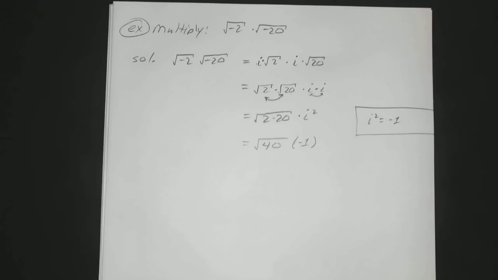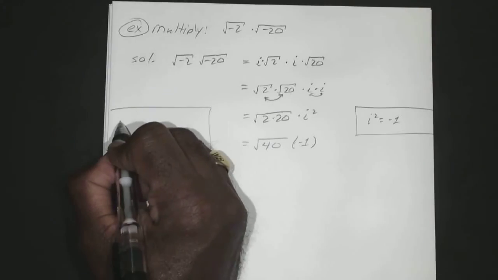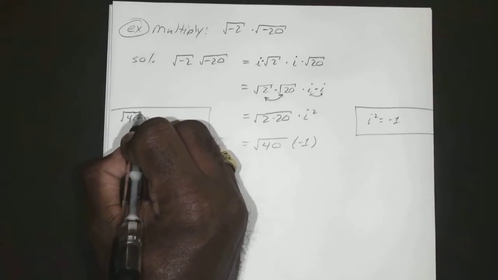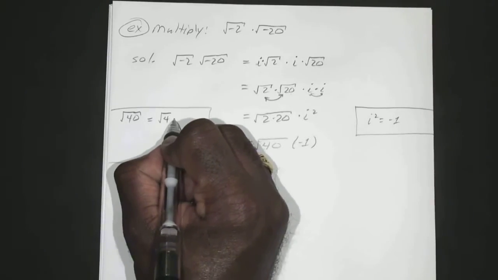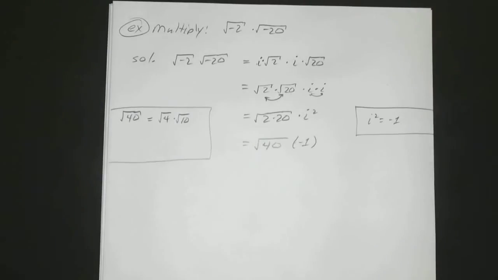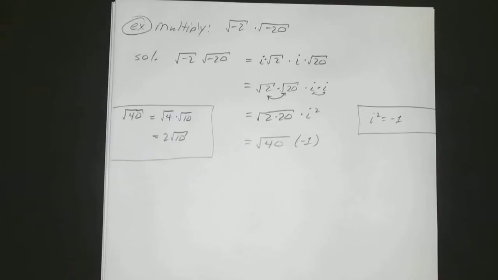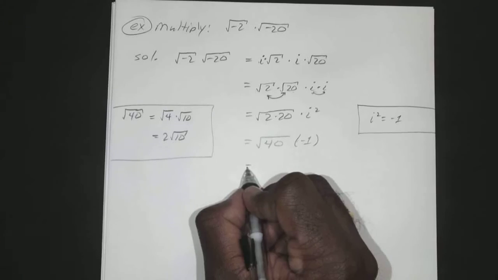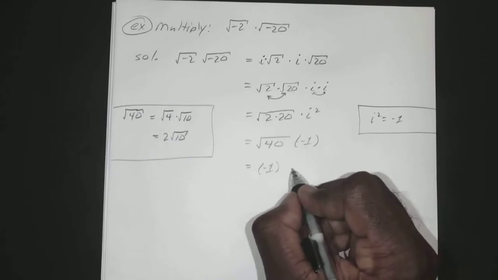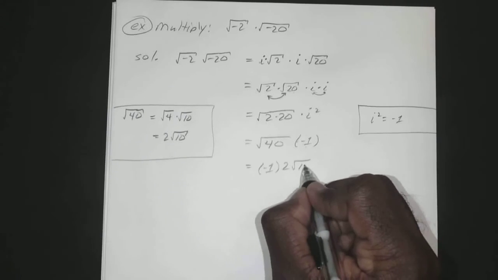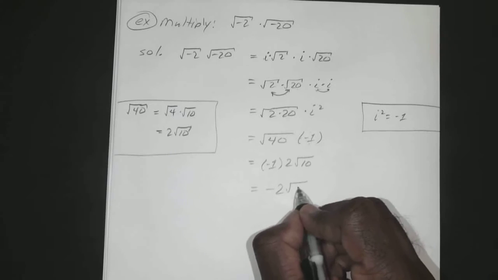Okay. Now 40 is just 4 times 10. So I'll work that out on the side here. So square root of 40. Remember, that equals square root of 4 times square root of 10, or just 2 square root of 10. So we can just make that negative 1 times 2 square root of 10, or just negative 2 square root of 10.